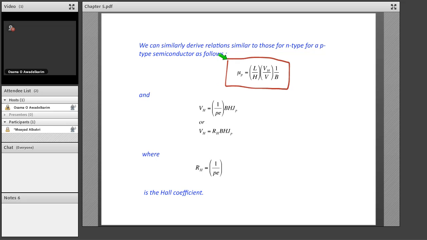You see that here you have mu sub p, p for holes. And then you also get expressions for the potential in terms of the Hall coefficient. And now the Hall coefficient has P, which is the density of free holes in the p-type semiconductor. So P is the density of holes, and therefore, again, a p-type semiconductor has a Hall coefficient which depends on the density of free holes.